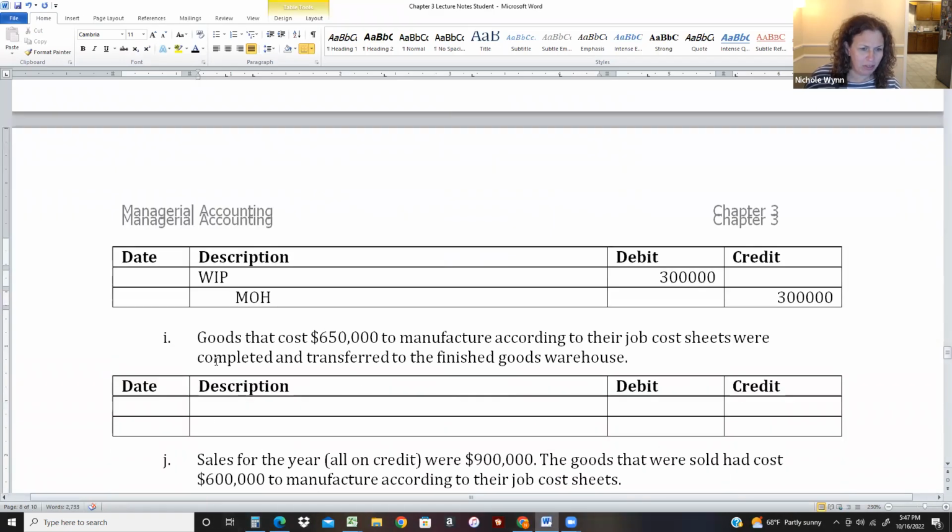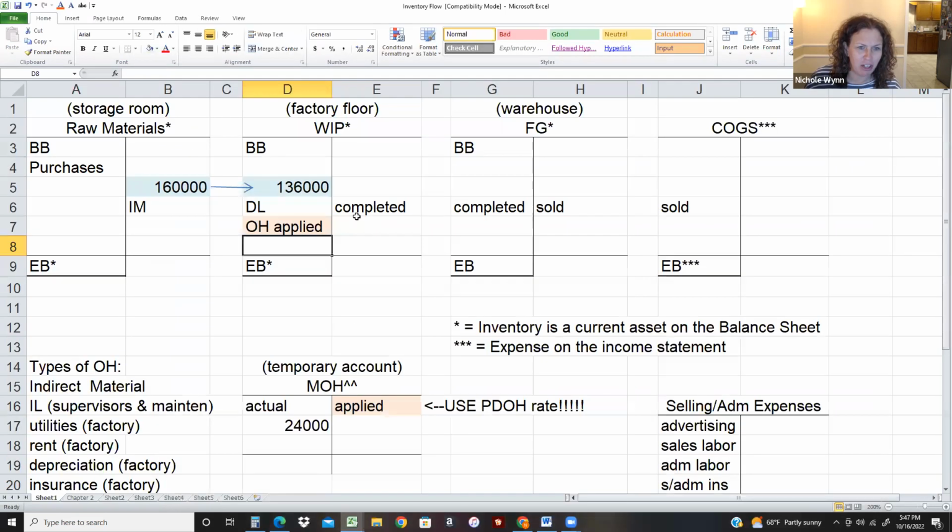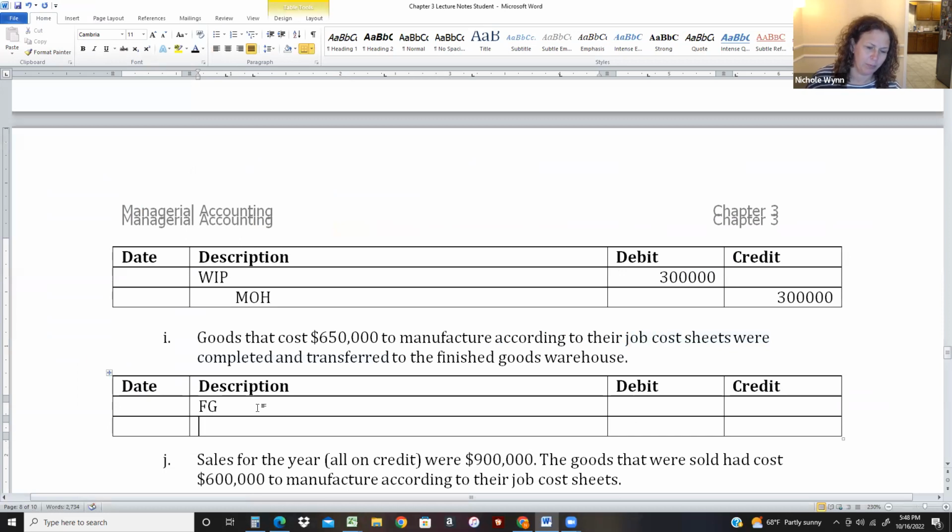So the next thing we're going to do says goods that cost $650 to manufacture according to their job cost sheets are completed and transferred to the finished goods warehouse. When we complete goods, we remove them from WIP and we send them to finished goods. So it will be a debit to finished goods and a credit to WIP. This is COGM, the number that comes out of WIP and goes to finished goods.